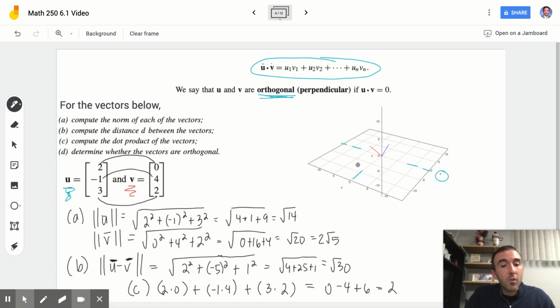Based on the picture, it doesn't seem like these vectors would form a right angle, so we think that they would not be orthogonal, but the dot product gives us the answer more directly. So because the dot product is 2, the answer is no. And the reason for it is that the dot product is not 0. So we can just write u times v, the dot product, is not 0. So these vectors will not meet at a right angle.